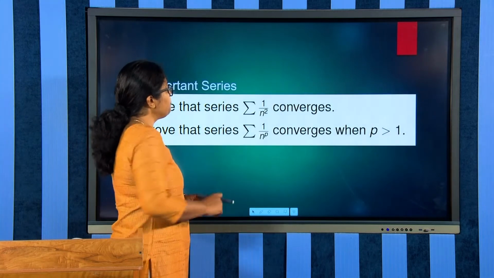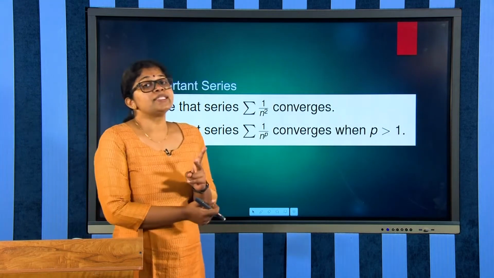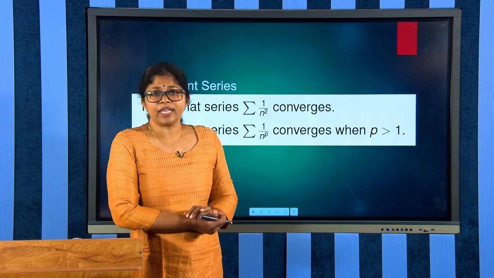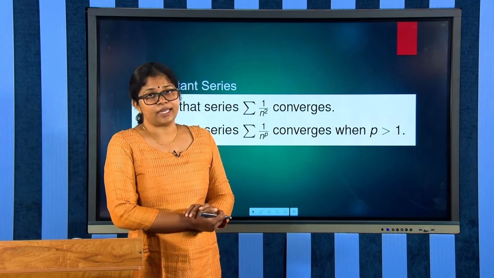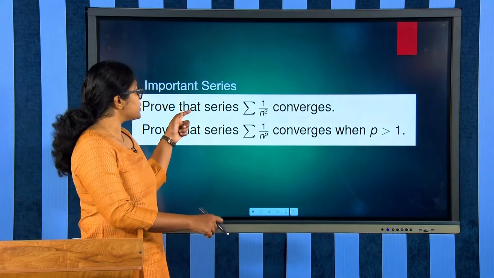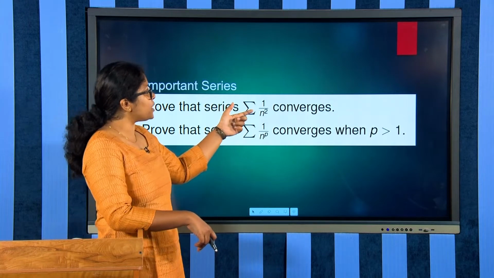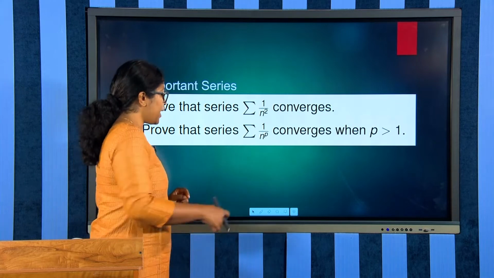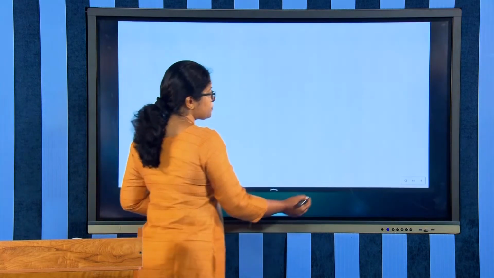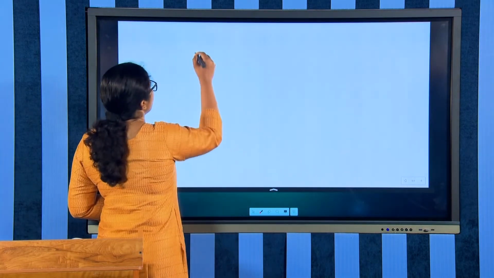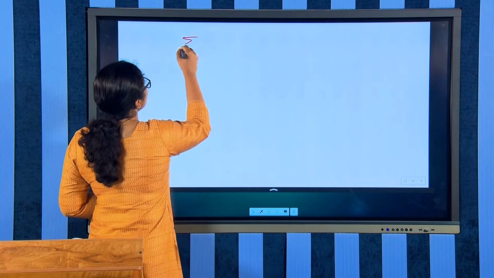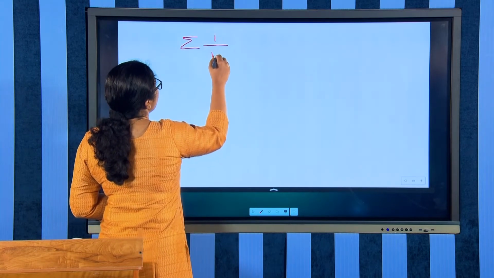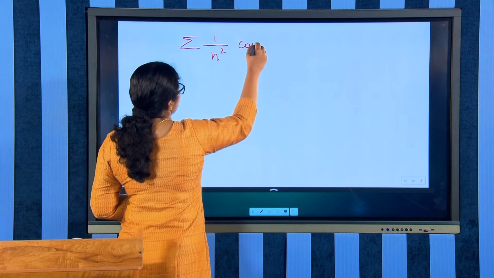So welcome to this session. We can see two important series which are very relevant in our study. The first one is: prove that the series summation 1 upon n square converges. So we can see a proof of this. There is a rigorous proof available. We have to prove that summation 1 upon n square converges. This is the question.